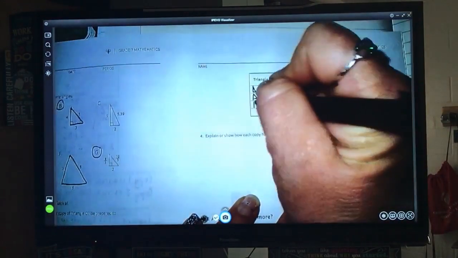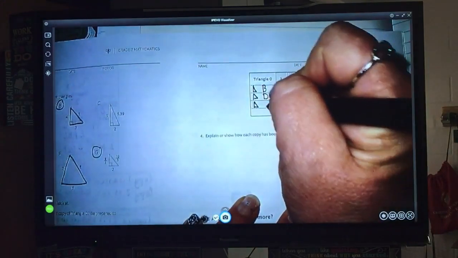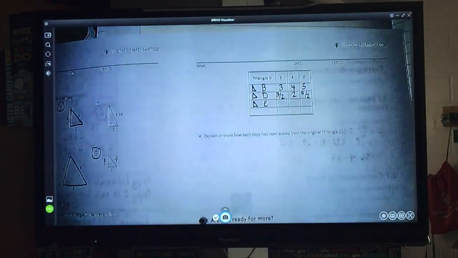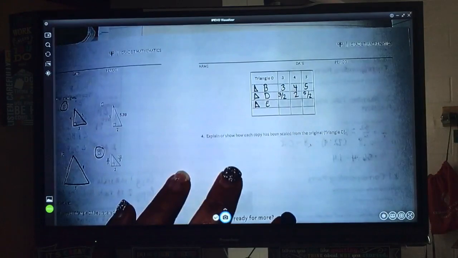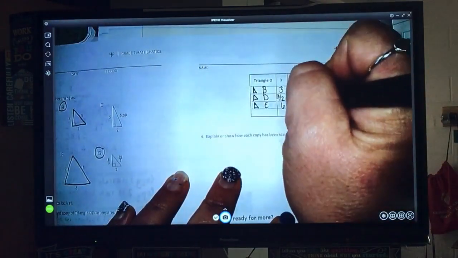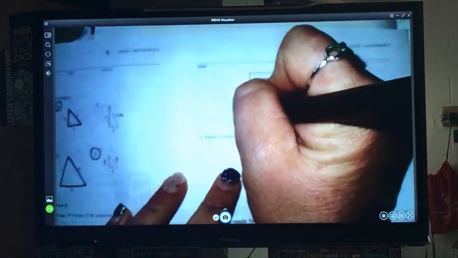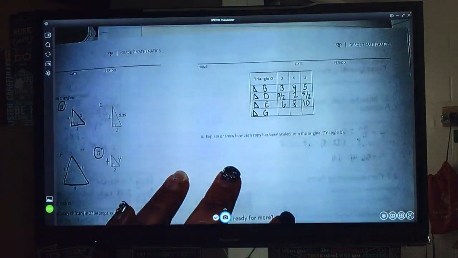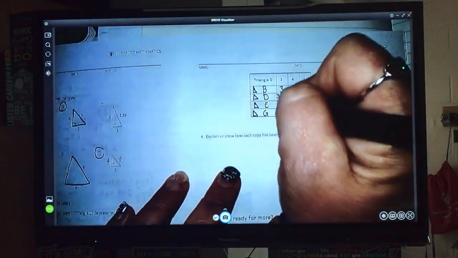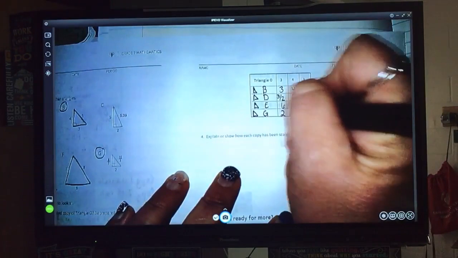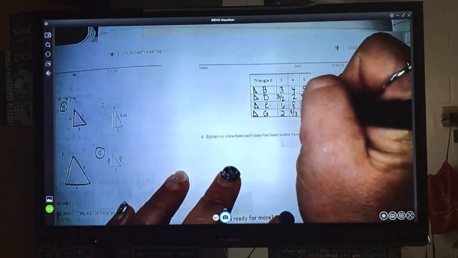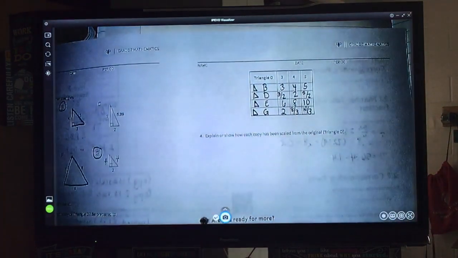Okay. For triangle E. Gabriel: 6, 8, 10. And triangle G. Cooper: 2, 8 thirds, and 10 thirds. So again, please make sure that you get this information and it is correct.